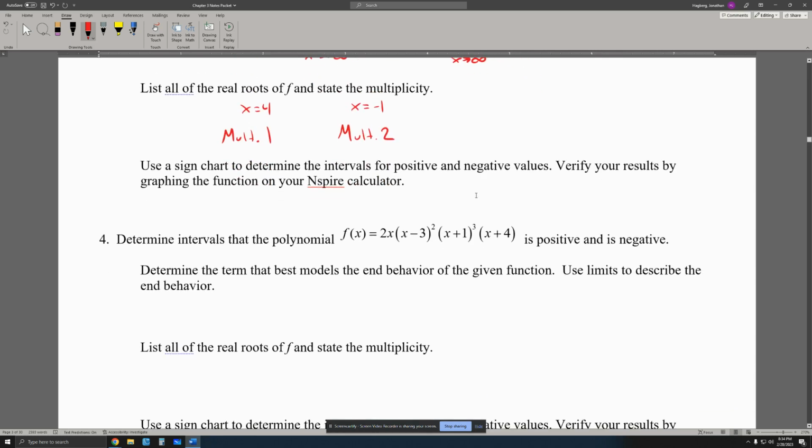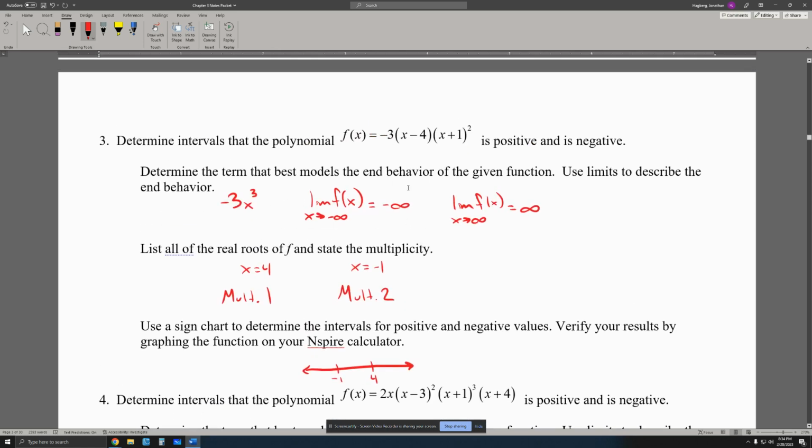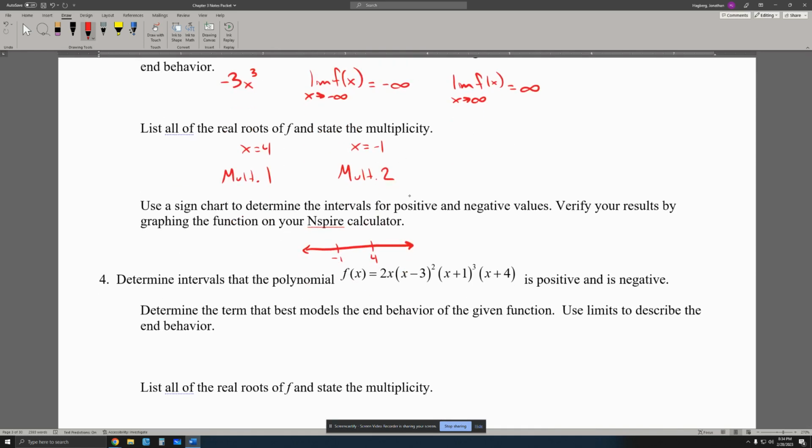So let's go ahead and use the sign chart to determine the intervals for positive and negative values. So again, we have zeros at -1 and at +4. So I know that the left-hand end behavior is going to be negative. So all the way up to -1, it's going to be negative. At -1, we have an even multiplicity, so it's going to bounce. So the sign stays the same.